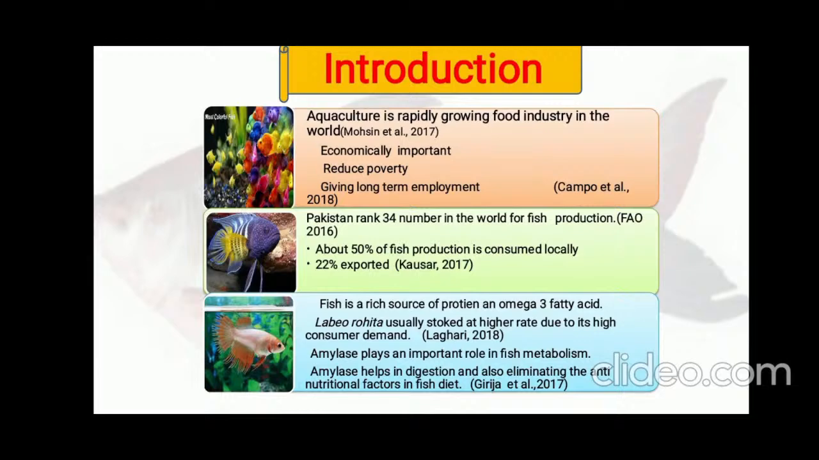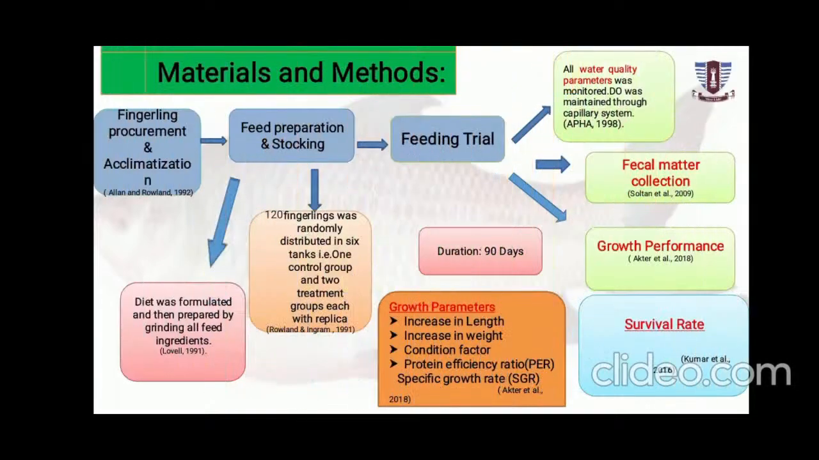The question is here, why did I choose Labeo rohita? Labeo rohita is usually stocked at a higher rate due to its high consumer demand. Amylase plays an important role in fish metabolism. Amylase helps in digestion and also in eliminating the anti-nutritional factors in the fish diet.